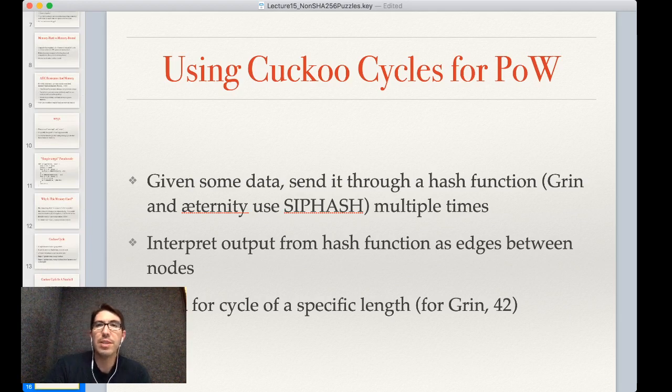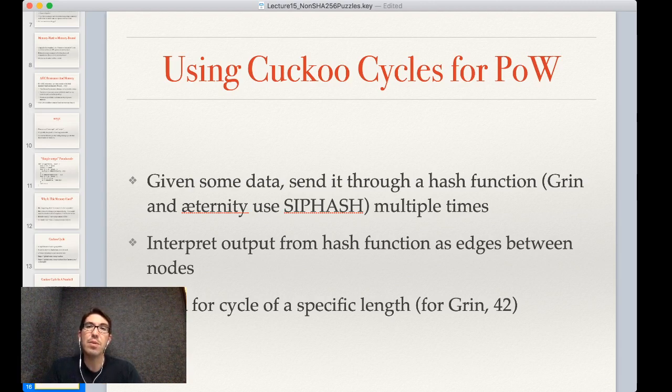So how could we use this for proof of work? Given some data, we send it through a hash function, then interpret that output as edges between the nodes. So we have some very large number of nodes that we have to store in memory, as well as the edges where they are, and then look for a cycle of a specific length. For Grin, for instance, we're looking for a 42-element cycle.